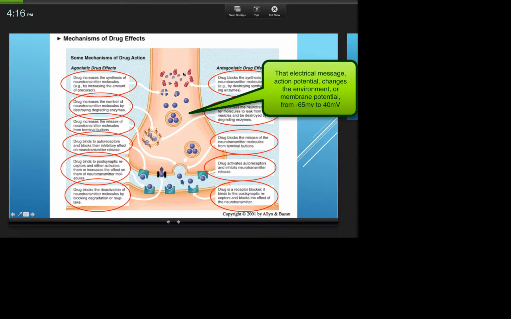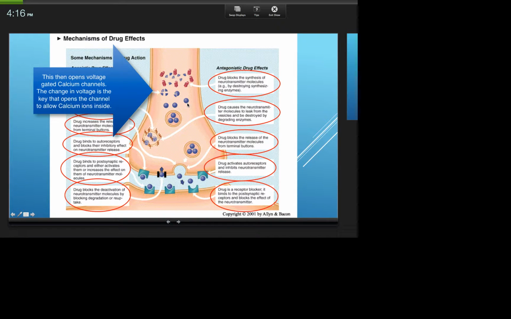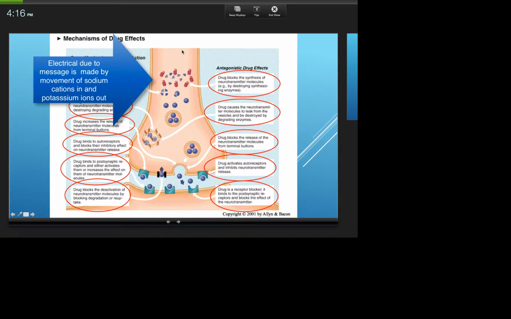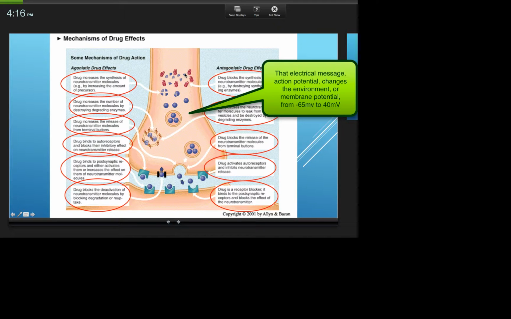The membrane, whenever it sends that signal, changes the membrane potential. Basically the environment changes, which triggers an influx of calcium, which triggers the spitting out of that chemical message. One more time: the electrical message, that's from the movement of ions. We'll go through that in detail later. So the electrical message changes the environment.